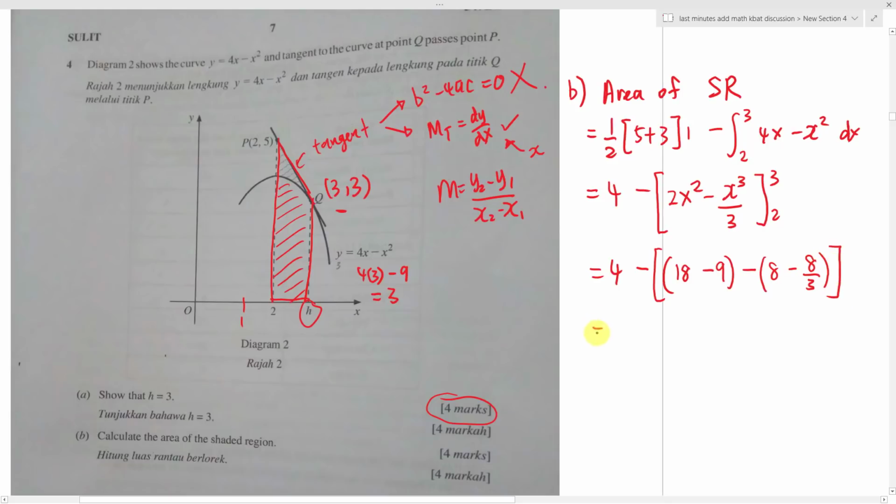Alright, so then I will just solve here quickly. So here will be 9 minus bracket 8 minus 8 over 3. Alright, just nice, because this is nicely less than 4. So it's 4 minus this one, you should get 1 over 3 as your final answer. If you want to write the unit, you just write unit square. Alright, this is how we get the area of the shaded region.